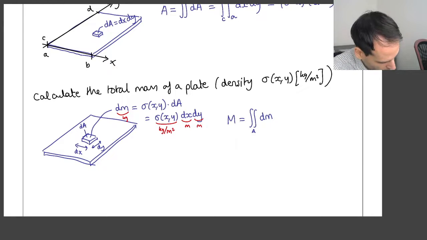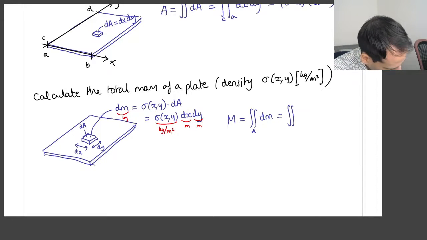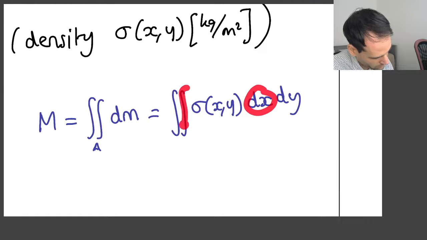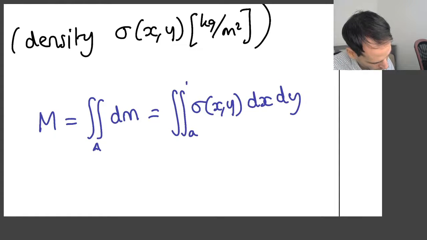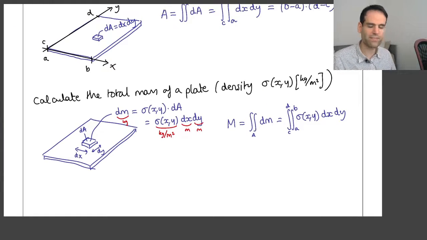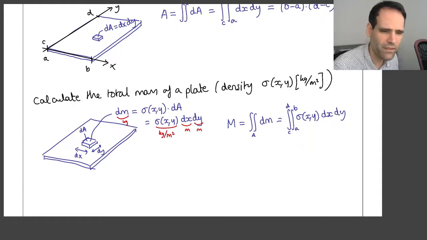So when you substitute dm by this, you put it here, you get that this is the integral of the density sigma of x, y times dx times dy. And now you could add the limits, because the first dx applies to the first integral sign, so from a to b, and dy goes from c to d, because y goes from c to d. And that way you can calculate the total mass of a plate, okay?